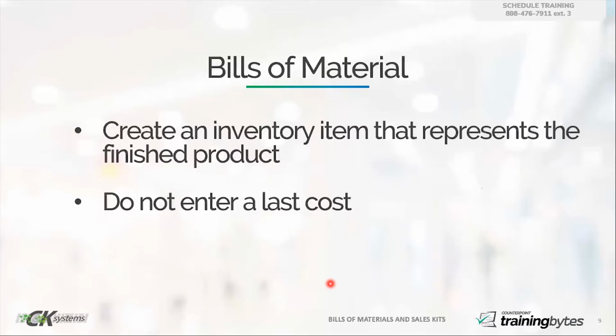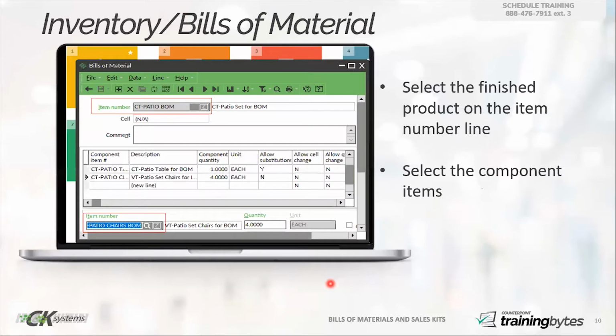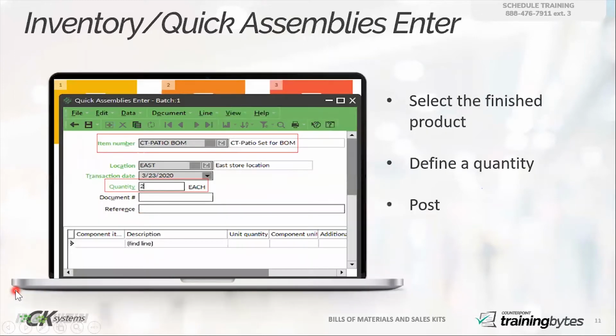So, a bill of material starts with creating an inventory item that represents the finished product. And it's just like building any other inventory item, except you don't have to enter a last cost. Counterpoint's going to figure that cost out for you based on the components of the bill of material. So, to start a bill of material, you'll go to Inventory, Bill of Material. Your finished product will be selected here on this item lookup line, and then your components will be selected down here on this item lookup. Very straightforward.